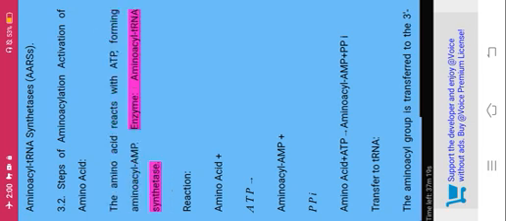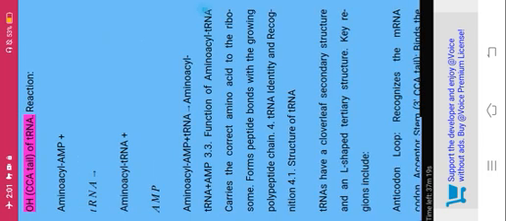Enzyme: aminoacyl tRNA synthetase. Reaction: amino acid plus ATP → aminoacyl AMP plus PPi. Transfer to tRNA: the aminoacyl group is transferred to the 3' OH of the CCA tail of tRNA. Reaction: aminoacyl AMP plus tRNA → aminoacyl tRNA plus AMP.